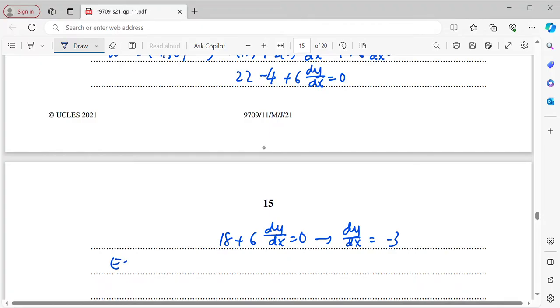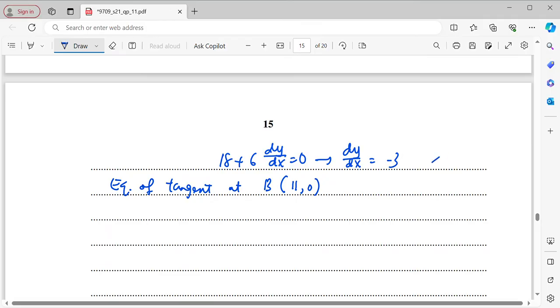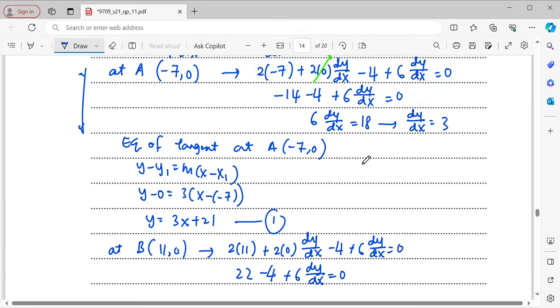Okay, so now I can find the equation of the tangent at B with coordinates 11, 0, together with this m. So I will get y minus y1 equals m(x minus x1). Therefore, this is y equals negative 3x plus 33. This is my second equation. So to find the intersection point, I have to solve the first and second equations.